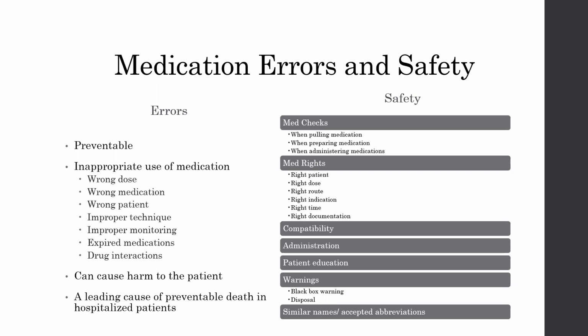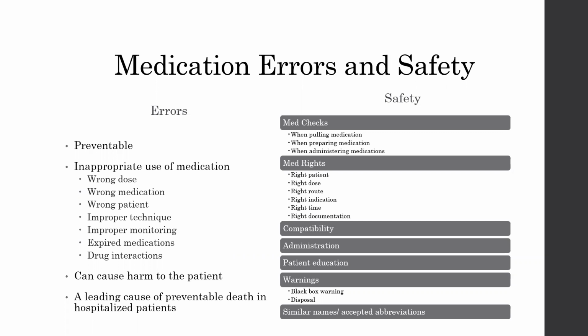Medical errors occur from inappropriate use of medication. So this could be the wrong dose, the wrong medication, the wrong patient, improper technique, improper monitoring of the patient, using expired medications, and not checking drug interactions. They can cause harm to the patient, or they may cause no harm. The harm can be very severe and result in death. As I mentioned, medication errors are a leading cause of preventable death in hospitalized patients.